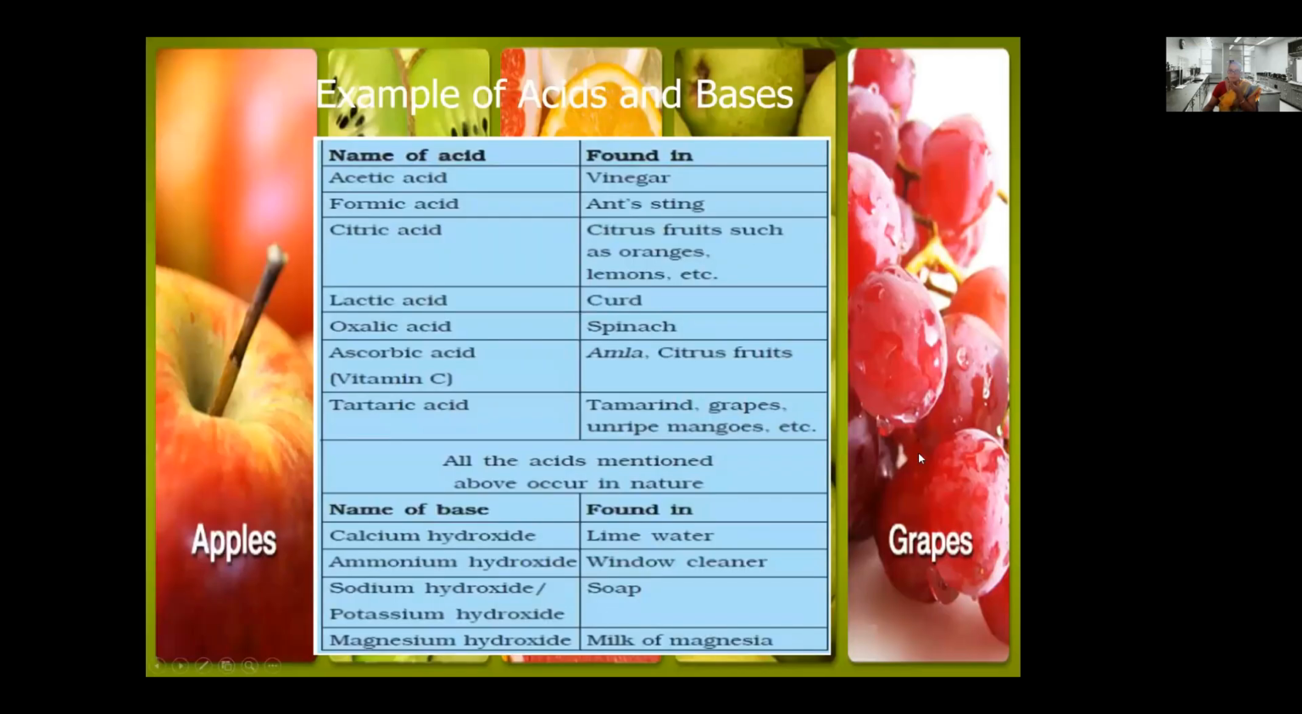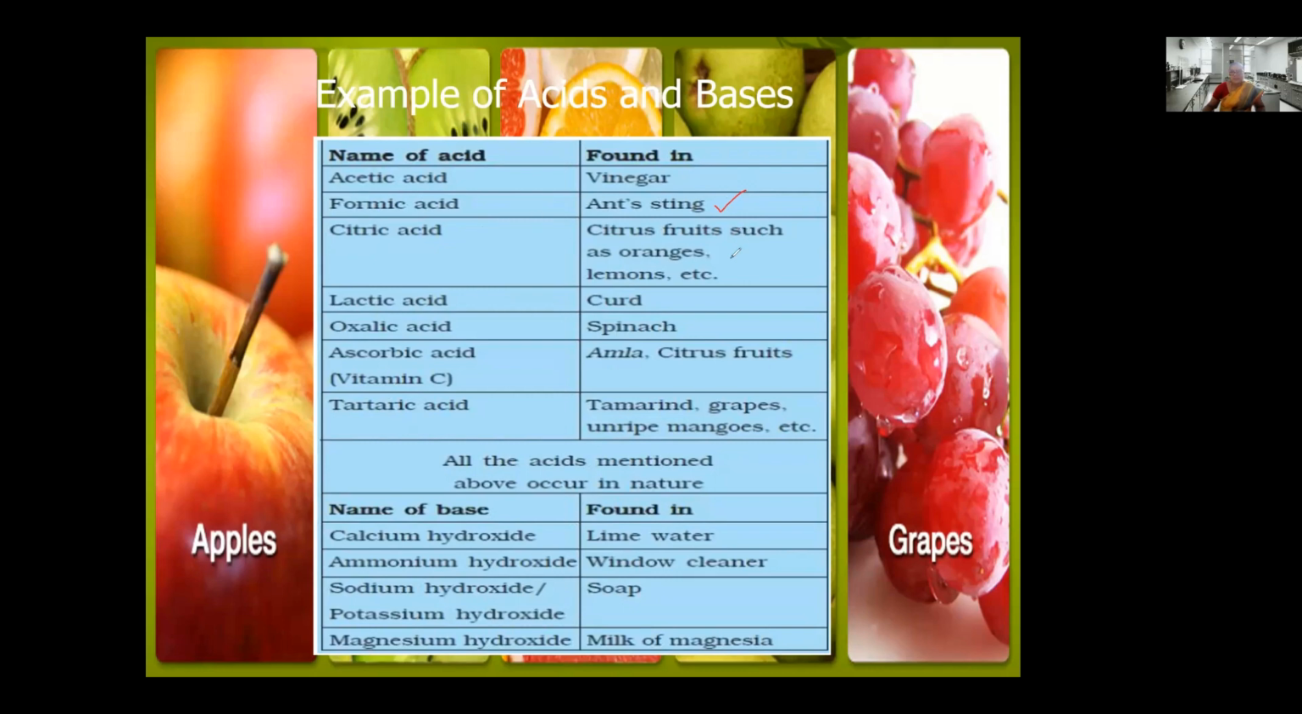Next, examples of acids and bases. Name of the acid: acetic acid, found in vinegar. Formic acid, found in ant stings, and not only ant stings, but also honeybee stings, scorpion stings, and centipede stings. If they bite, we get irritation, pain, sometimes numbness, and then swelling. Sometimes it may even lead to poisoning.